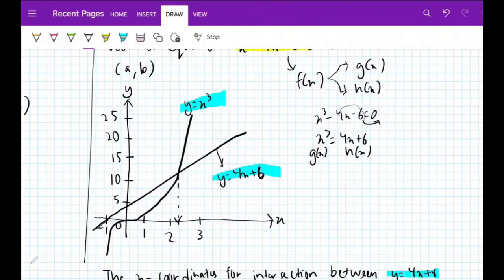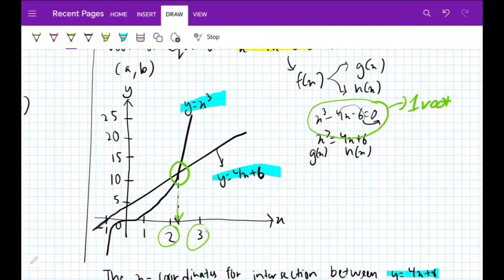Okay, so now as you can see here, there's only one intersection. That means there is only one intersection for our main equation, meaning there's only one root for our equation. Next, we look at which x coordinates the intersection is located between. Here I've narrowed it down, so we can see that it's located between x equals 2 and x equals 3. That means our interval of the root is 2, 3.